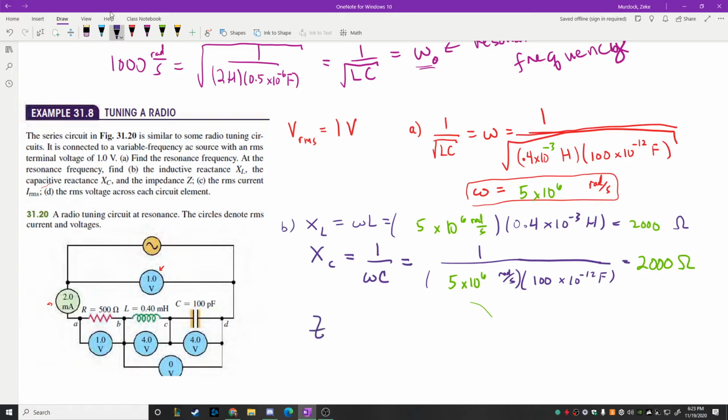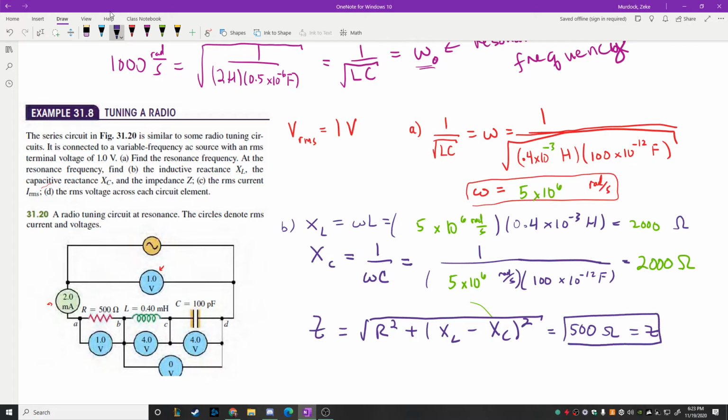All right, so the impedance is going to be equal to the square root of the resistance squared plus XL minus XC squared. So this is going to be basically just equal to the resistance now, because XL and XC are the same. So the resistance of the circuit was 500, so we're just going to get 500 ohms equals Z. At resonance, the impedance is just equal to the resistance. Part C, we want to find IRMS, and we do that by taking the RMS voltage and you divide by Z.